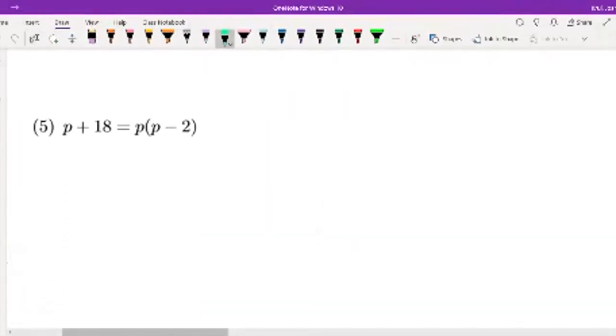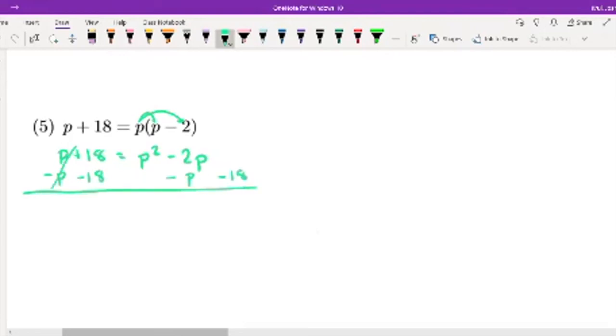For number 5, you'll notice that we're not in the correct form, so we want to make sure we put this in the correct form. So in order to do that, we have to distribute and combine like terms and set it equal to 0. So we have p plus 18 is p squared minus 2p. So let's move the -p and the -18. So we get 0 is equal to p squared minus 3p minus 18.